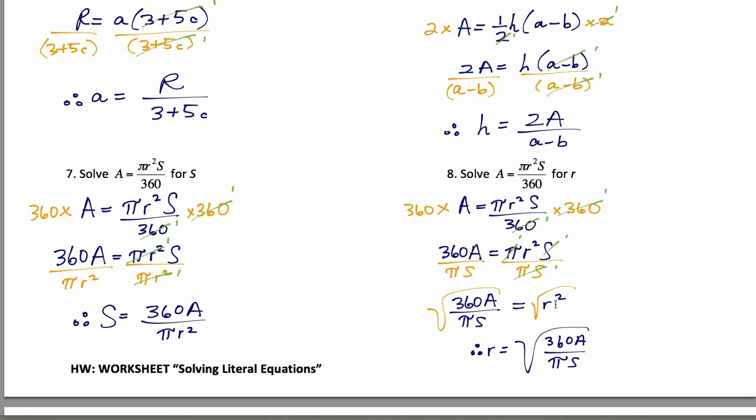Generally speaking, when you have to square root both sides of an equation to isolate a variable, you have to take plus or minus the square root of the expression. But in this case, because r is representing the radius, we are going to recognize that we can't have negative values for the radius. So rather than do plus or minus for this one, we're just going to keep it as positive, so that the radius will be the positive square root of 360a over pi s.